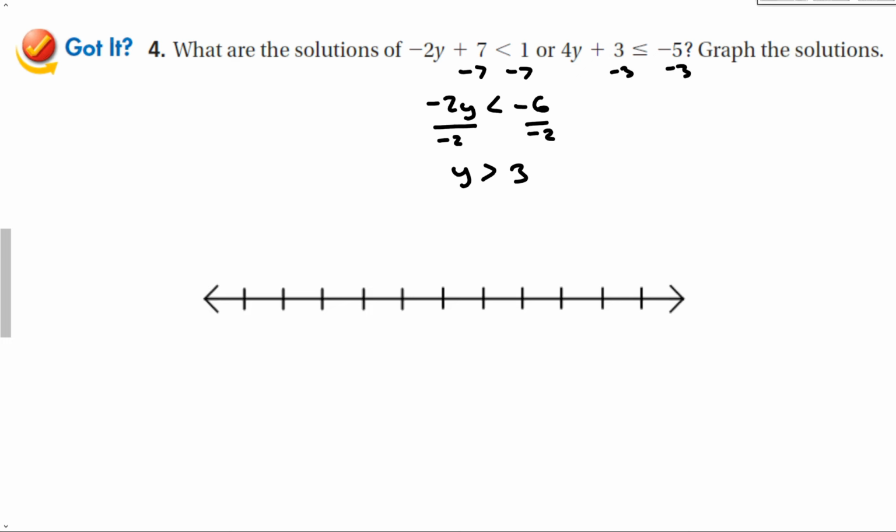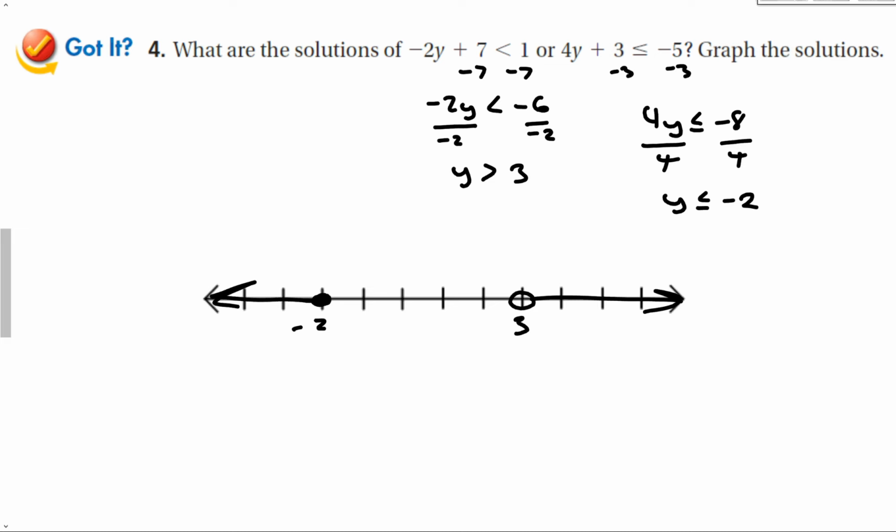Subtract 3 from both sides here. So we have 4y is less than or equal to -8. We're dividing now by a positive number. It doesn't matter that my answer was negative. We just get -2. Okay. So if I start here at -2, 1, 0, 1, 2, 3, here's 3. We're going to have an open circle going this way and a solid dot with my graph going to the left. Okay.